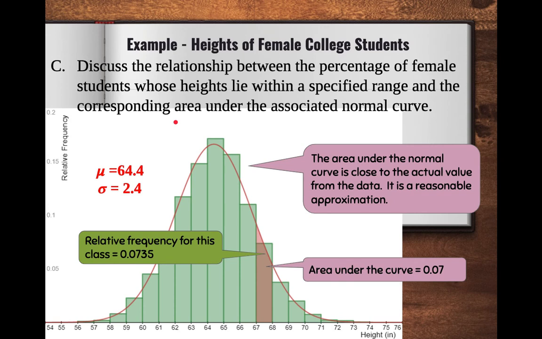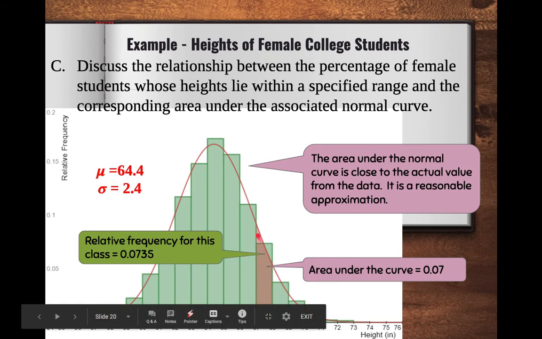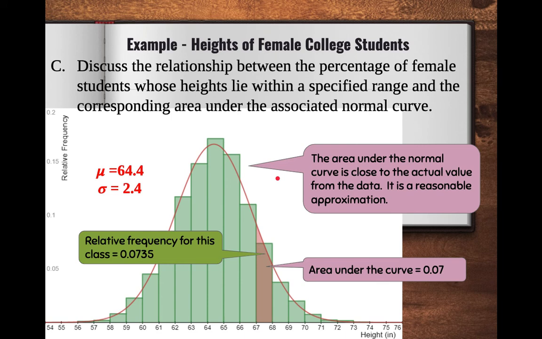And we can see that when we look at just one category. If we look at the heights between 67 and 68, on the table the relative frequency was 0.0735. If we look at the area under the curve for that interval, you actually get 0.07, which is pretty darn close.